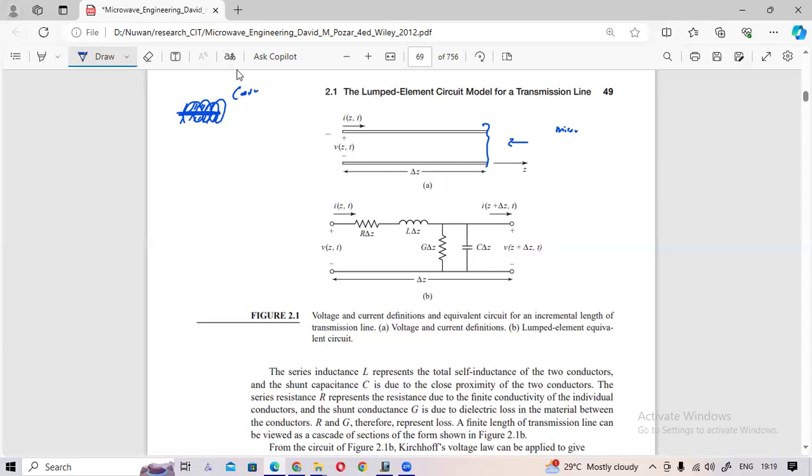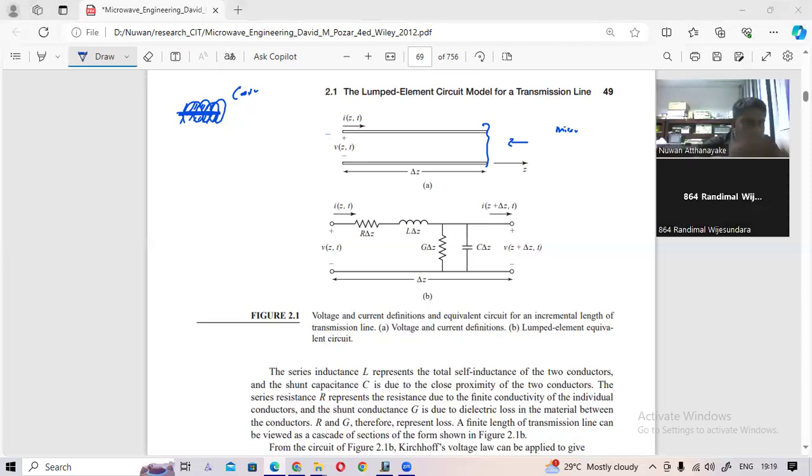Because we have to learn about the microstrip also. I will show it to you maybe. So can you see this? Can you see this?